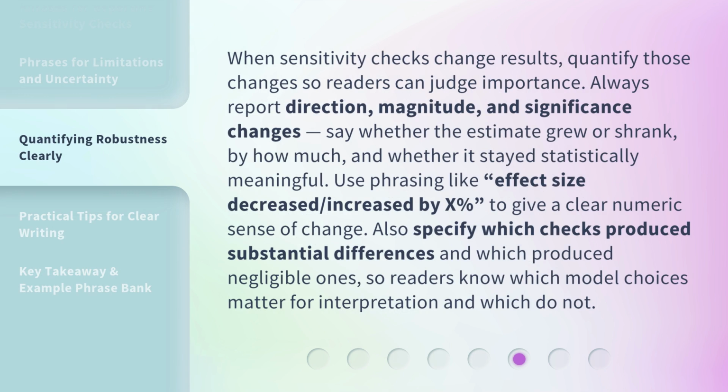When sensitivity checks change results, quantify those changes so readers can judge importance. Always report direction, magnitude, and significance changes. Say whether the estimate grew or shrank, by how much, and whether it stayed statistically meaningful. Use phrasing like "effect size decreased/increased by X%" to give a clear numeric sense of change. Also specify which checks produced substantial differences and which produced negligible ones, so readers know which model choices matter for interpretation and which do not.